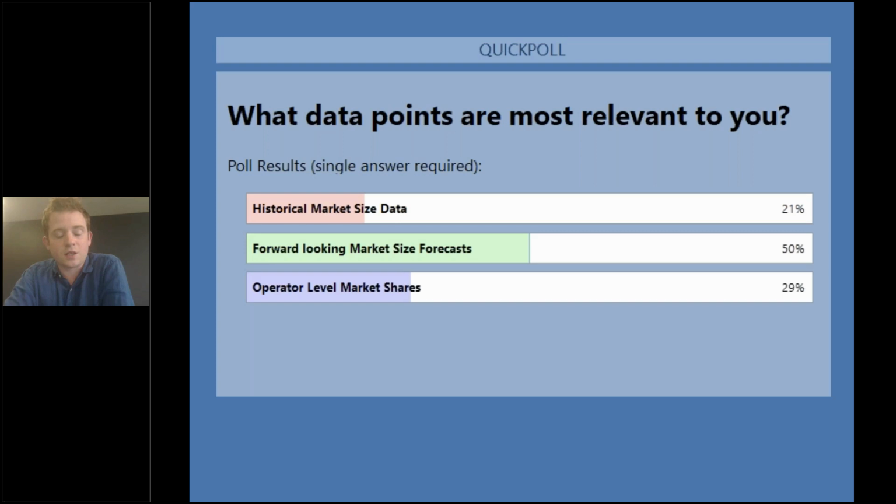So we obviously just touched on what we provide in terms of market size forecasts. That's food for thought for us as we think about our content going forwards.